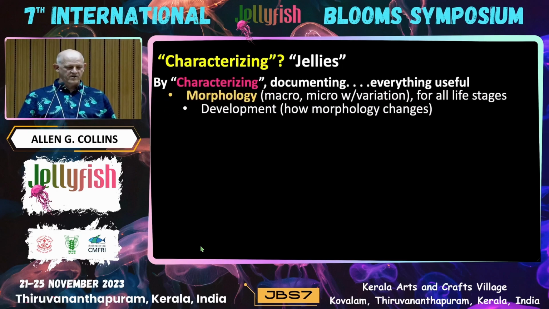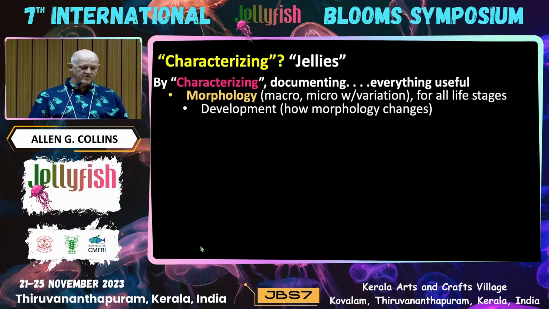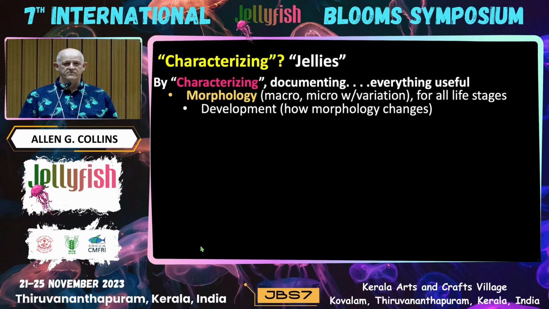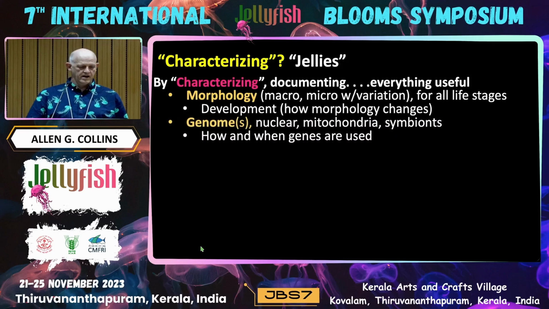Of course, there's morphology, macromorphology, micromorphology. Ideally, we know something about the variations of these morphologies, and we want to know the morphologies for all the different life stages. And then linking that together, information about how they develop, how the morphology changes during ontogeny. And underlying all that, of course, is information that's encoded in the genomes, the nuclear genome, the mitochondrial genomes, the genomes of symbionts, so associates are incredibly important.